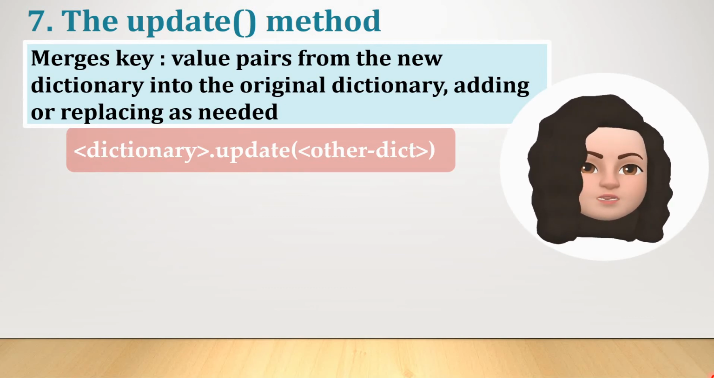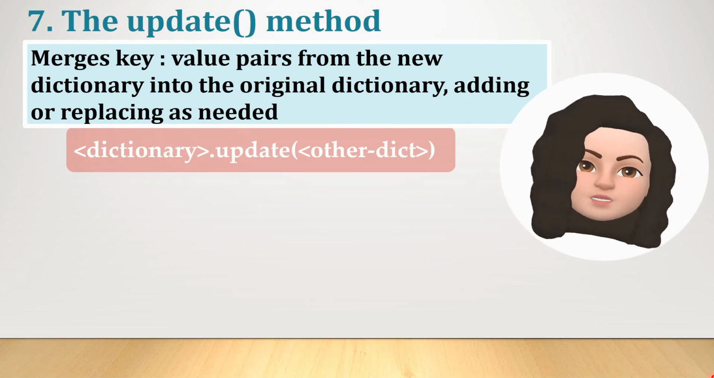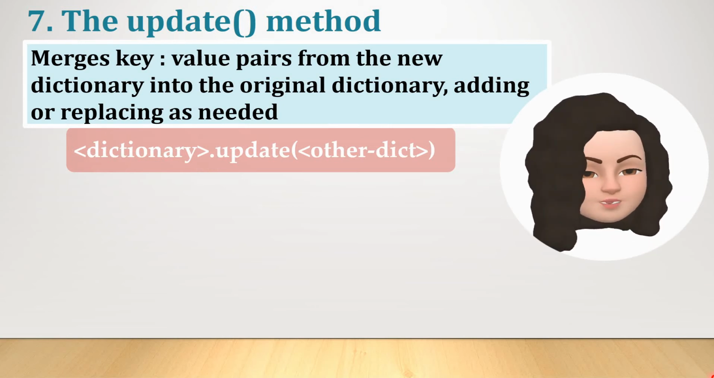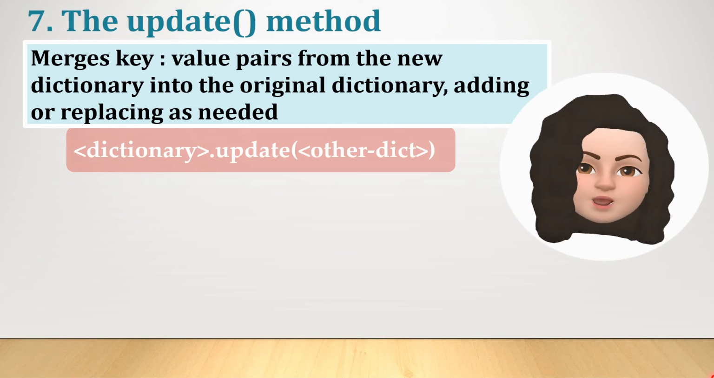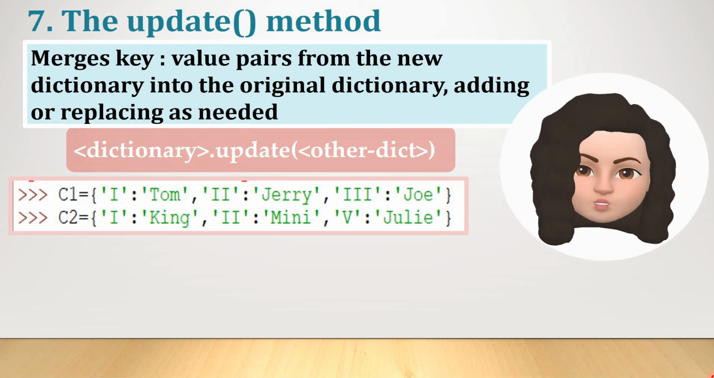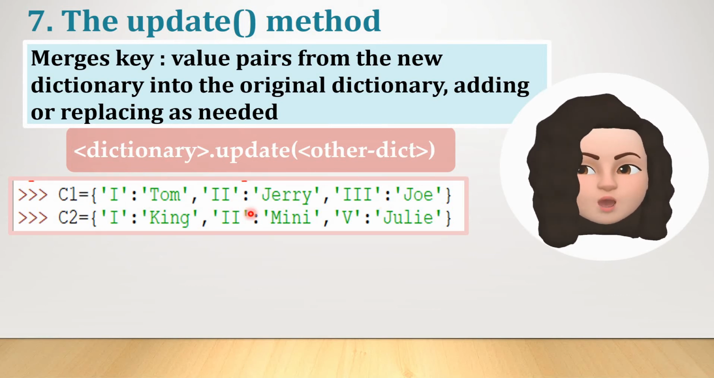Why am I specifying the original dictionary? Because in this dictionary only the changes will happen, the updation will happen. In the other dictionary, no changes will happen. Let me explain this concept with a very simple example. Let's create 2 dictionaries, C1 and C2. C1 has 3 key value pairs: 1: Tom, 2: Jerry, 3: Joe. C2 also has 3 key value pairs: 1: King, 2: Minnie, 5: Julie.